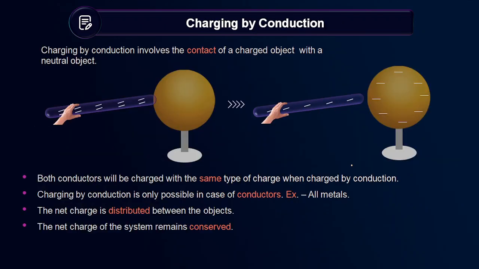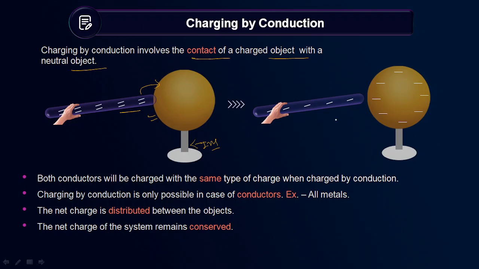Next is charging by conduction. Charging by conduction involves the contact of a charged object with a neutral object. Obviously, when we bring the two objects in contact, both should be conductors only. Here we bring one charged metal rod, which is negatively charged, in contact with a neutral object, and this will be on an insulating stand, right? Otherwise electrons get transferred to the earth.